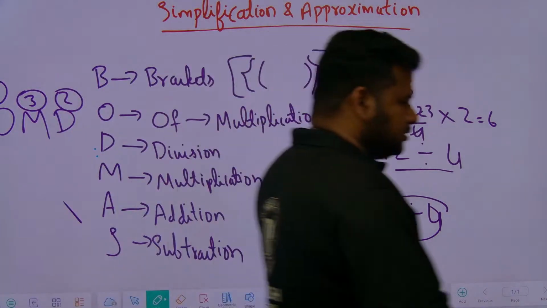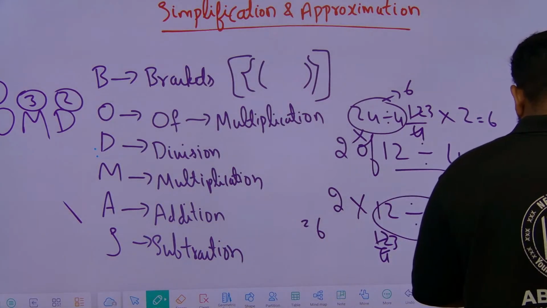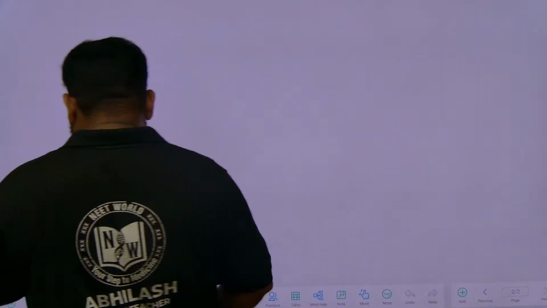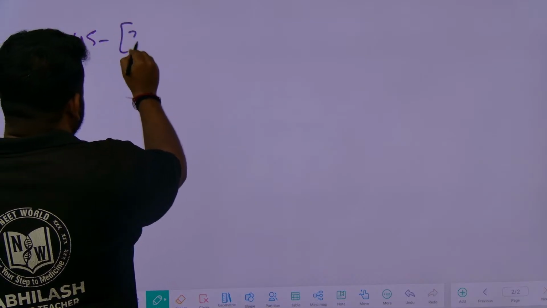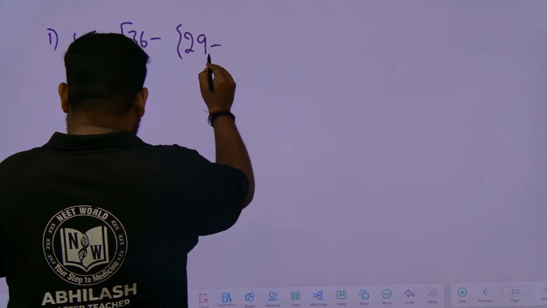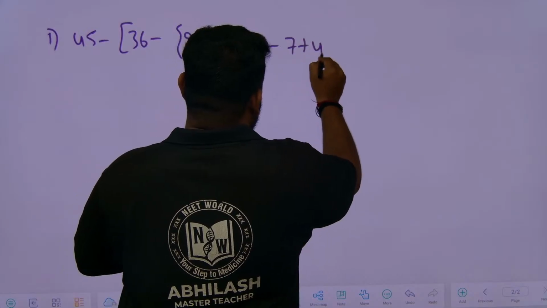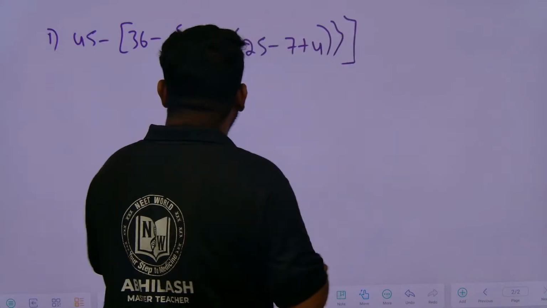Anyways, you won't encounter more questions on "of" kind of things in physics. Let us take up some basic questions for calculation. Through that you will understand the meaning of simplification. Let us take some standard questions. 45 minus 36 minus 29 minus 25 minus 7 plus 4. This is what we are having. Try to evaluate this.